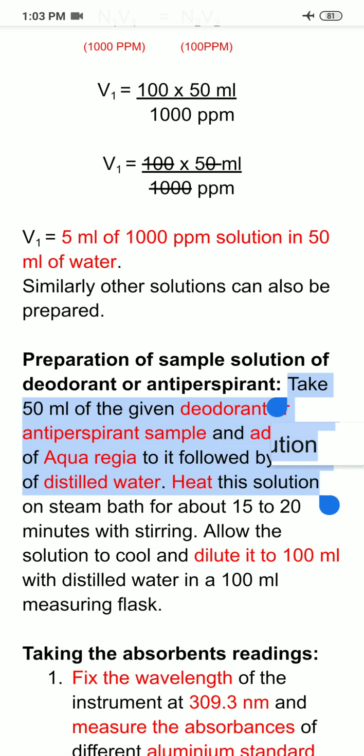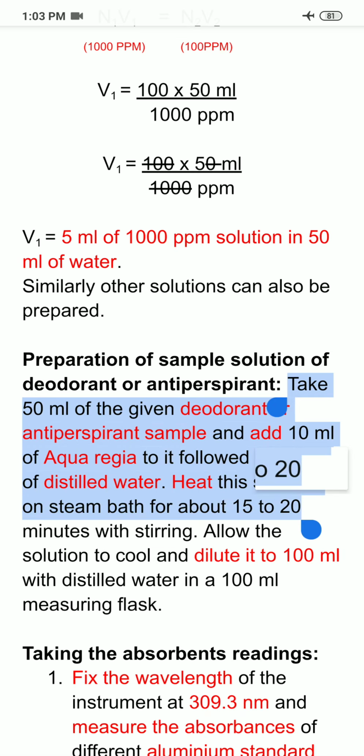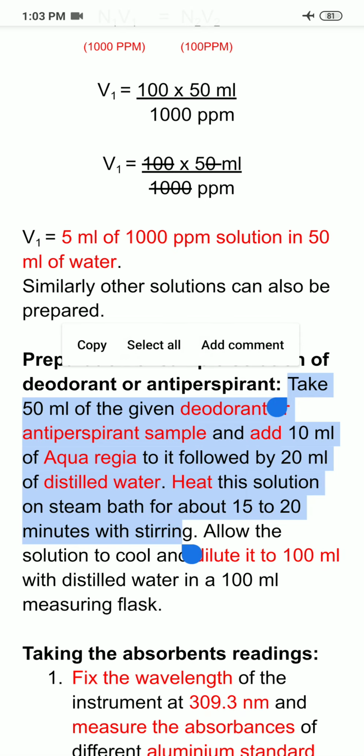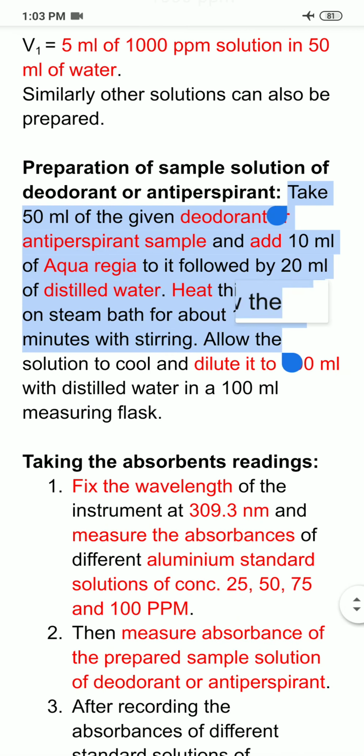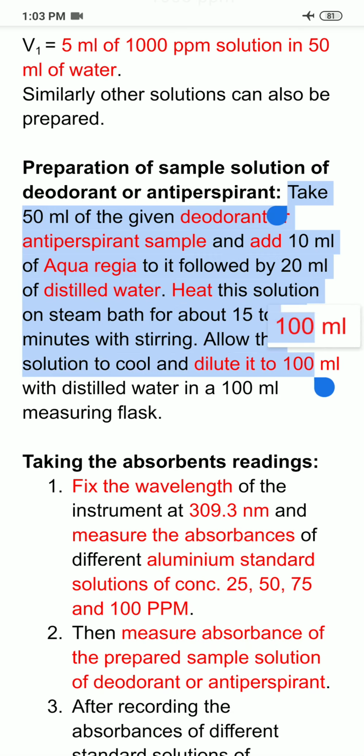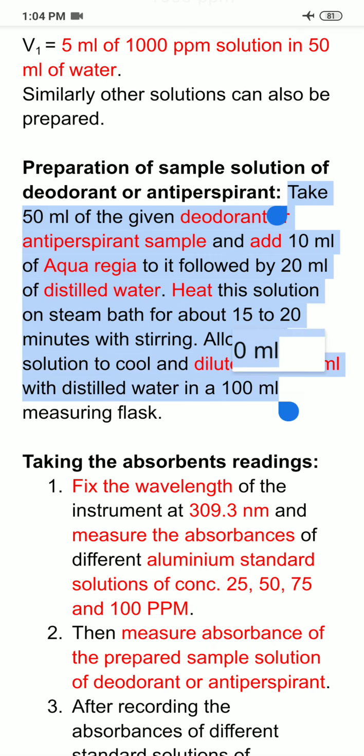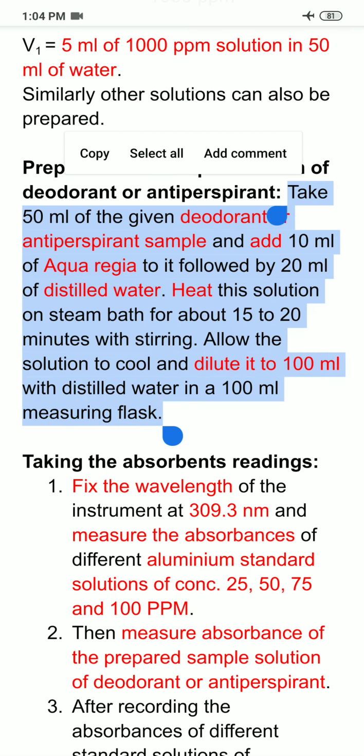Then we will heat this solution on a steam bath for about 15 to 20 minutes with occasional stirring. Then we will allow the solution to cool and dilute it to 100 ml with distilled water in a measuring flask by adding the rest of the water. So this is our preparation of the sample solution of deodorant and antiperspirant.